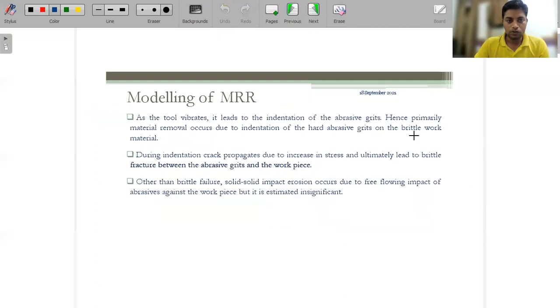Okay guys, so next is the modeling of material removal rate. Before starting, I just want to brief about this terminology. As the tool vibrates, it leads to the indentation of the abrasive grits. We have already mentioned that abrasive particles we are calling here abrasive grits. Hence primarily the material removal occurs due to the indentation of the hard abrasive grits on the brittle work material. During indentation, cracks propagate due to increase in stress and ultimately lead to brittle fracture between the abrasive grits and the workpiece, which we have already discussed in the working part.